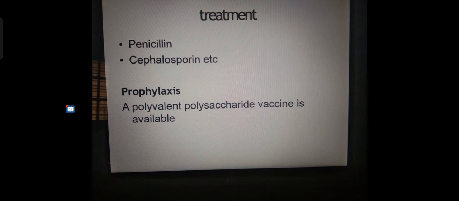If we discuss the treatment, penicillin, cephalosporin, etc. are the treatment for Streptococcus pneumoniae. For prophylaxis, a polyvalent polysaccharide vaccine is available. What is a polysaccharide vaccine? They are capsulated in nature, and the capsule is polysaccharide only. If we give the polysaccharide vaccine, which is available in our market, we are able to fight this bacteria.